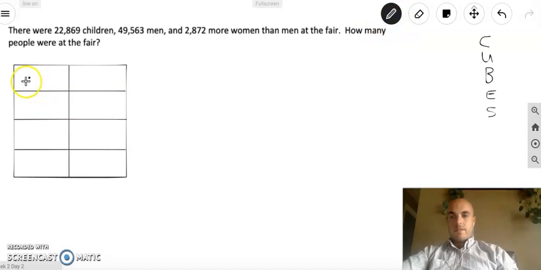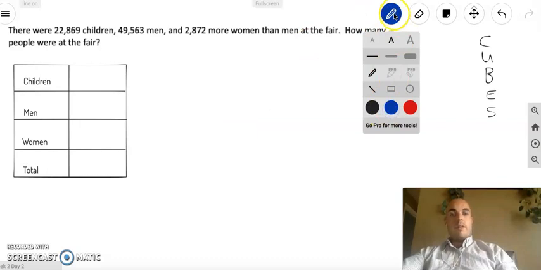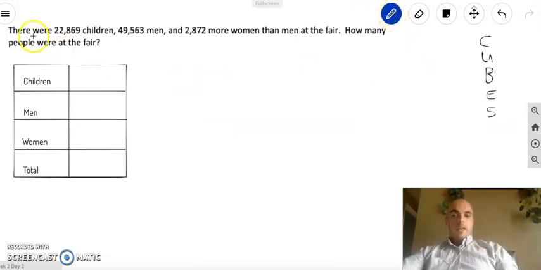So now I will type these in. I have children, men, women, and my total. Great. Now we can use our cubes method to help narrow down the process we need to do to solve this efficiently. So let's first circle important numbers. We have 22,869, 49,563, 2,872.